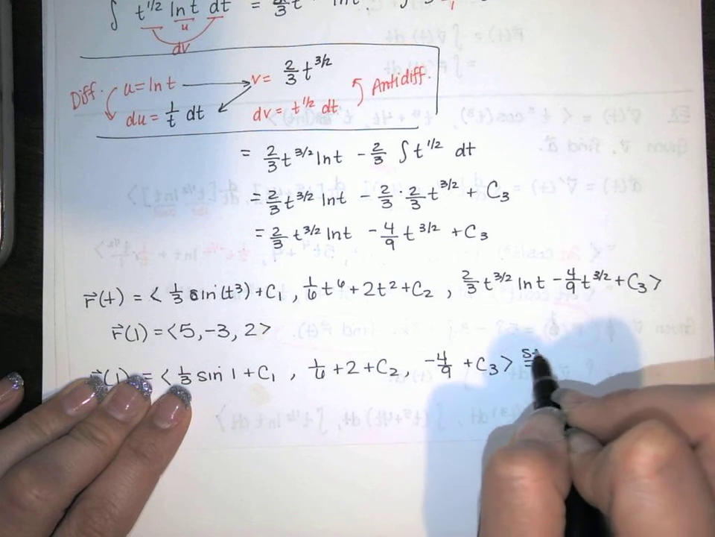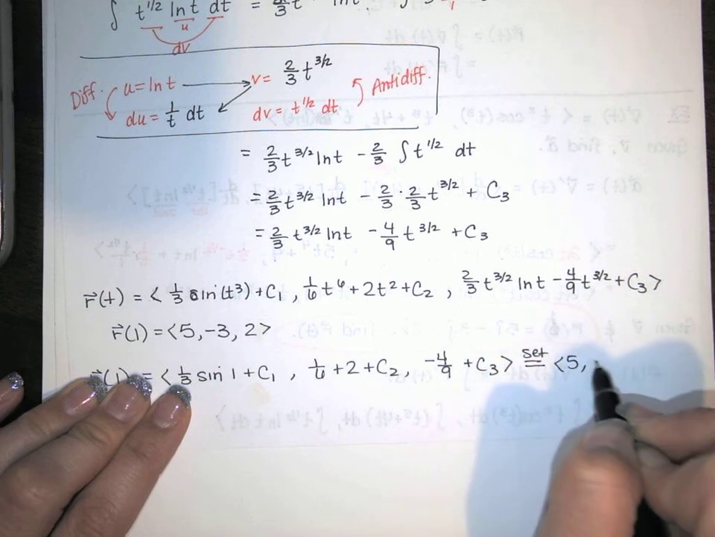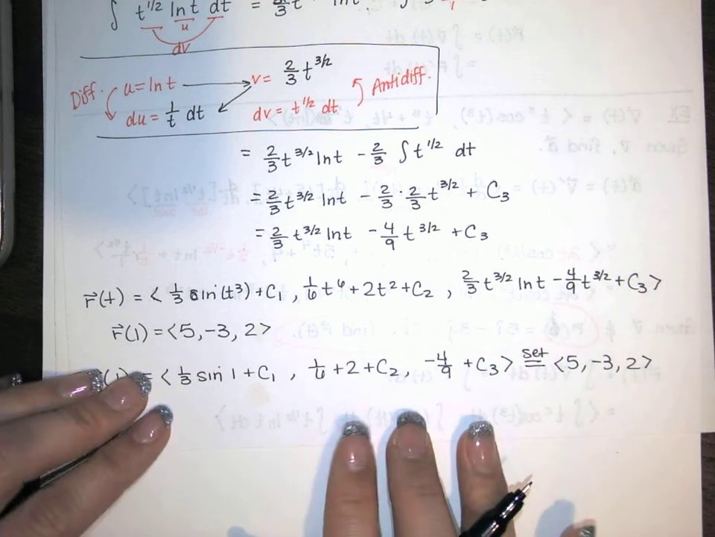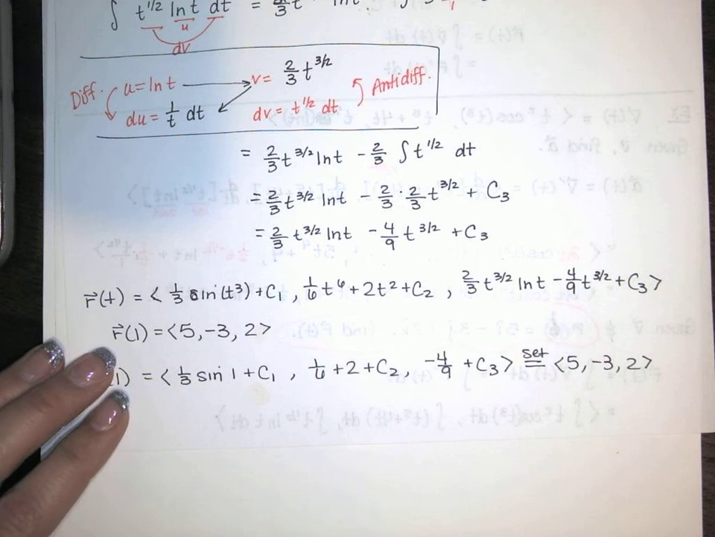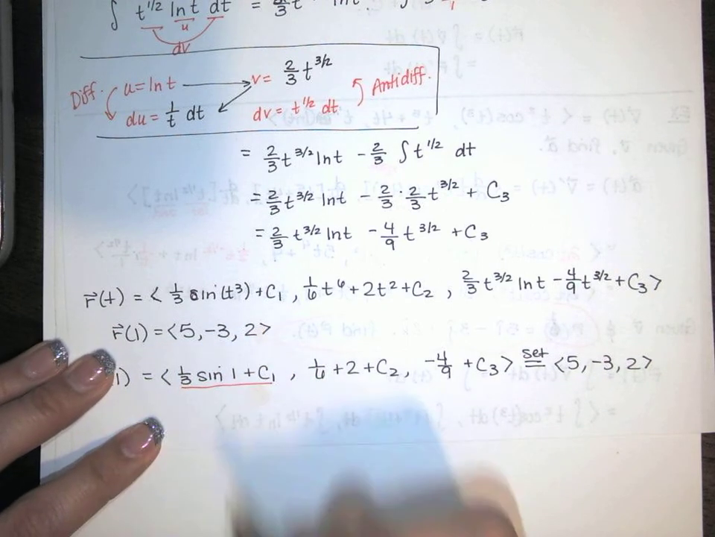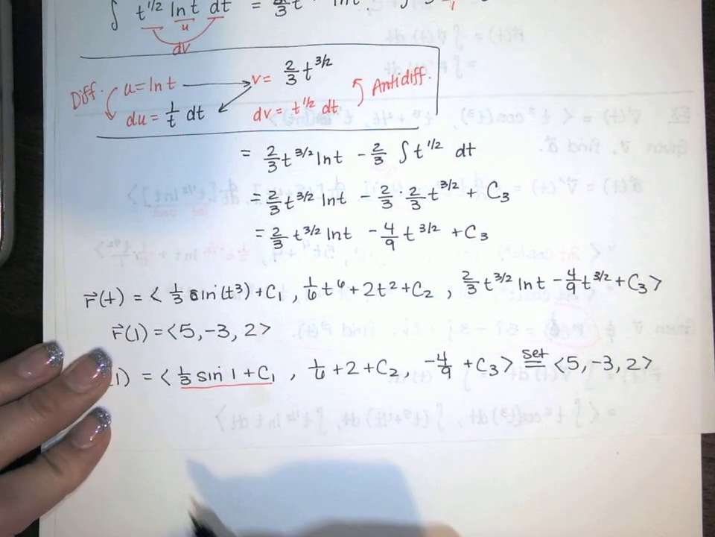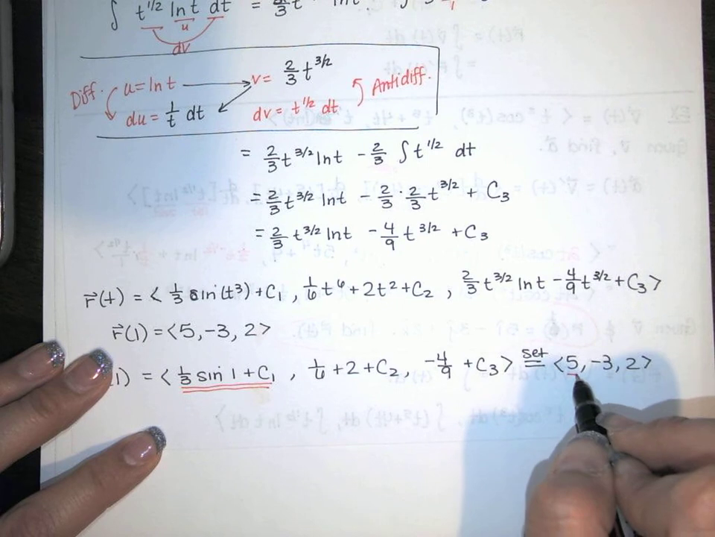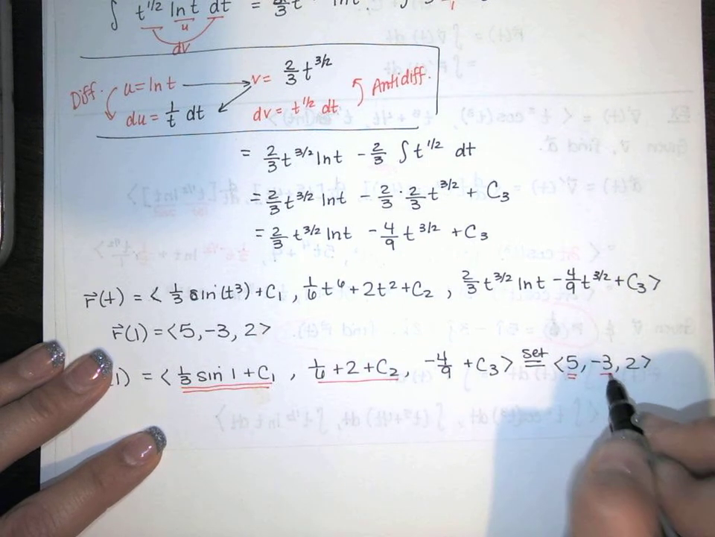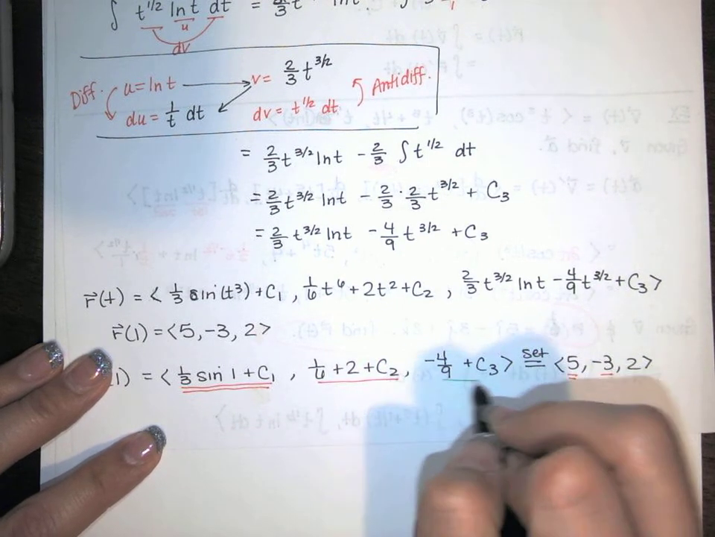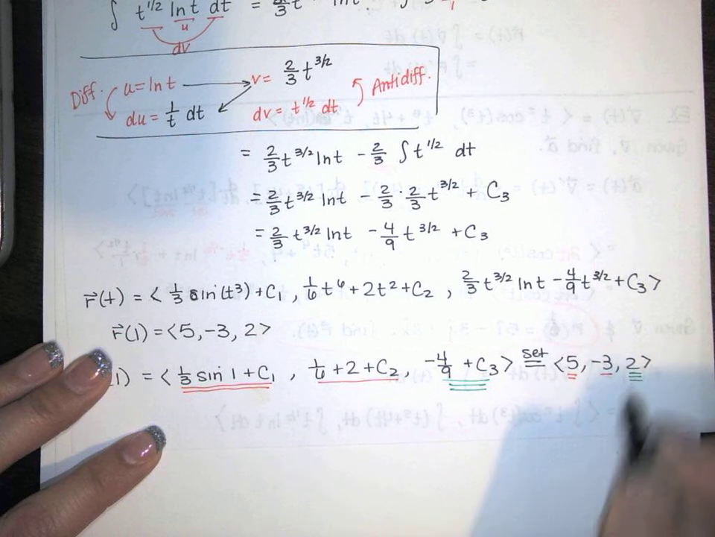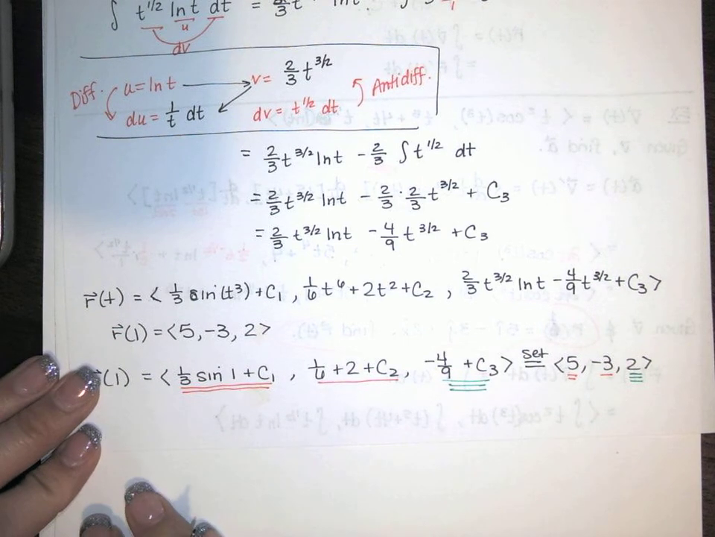And we're setting that equal to the vector with components 5, -3, and 2. So how does that work? Now remember, two vectors are equal if and only if their components are equal. So this has to equal this, and this has to equal this. And this one has to equal this one. And then you can just solve for C1, C2, and C3.